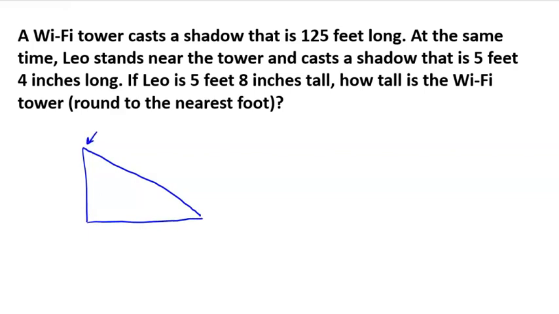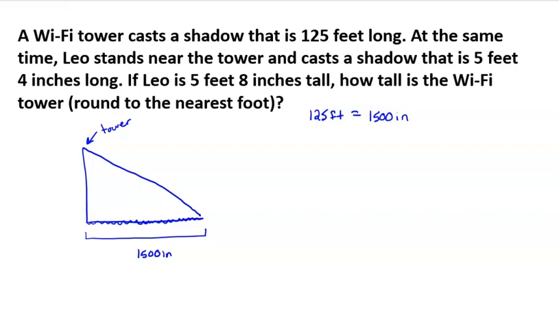And so this would represent the tower, and then this down here is going to be the shadow of the tower. And notice that when they talk about Leo, they say feet and inches. So let's go ahead and just change this all to inches. And so 125 feet, there's 12 inches in a foot, so I'm going to do 125 times 12, and that gives me 1,500 inches. And so this entire piece here is going to be 1,500 inches.